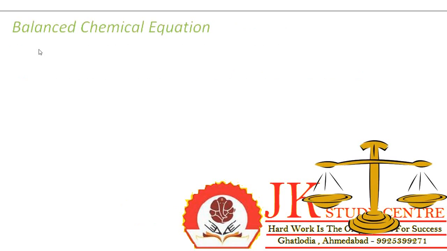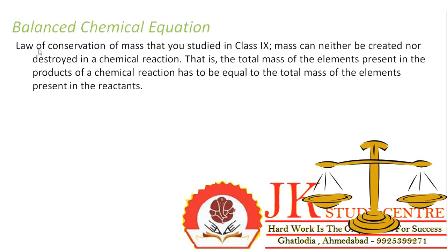So the basic principle of a chemical equation is it should be balanced, because the law of conservation of mass that we studied in class 9 says that mass can neither be created nor destroyed in any chemical reaction. You can't create or destroy any element in any chemical equation. That is, the total mass of elements present in the products of a chemical reaction has to be equal to the total mass in the reactants. So this is a reactant, and this is a product. So mass has to be the same, right?